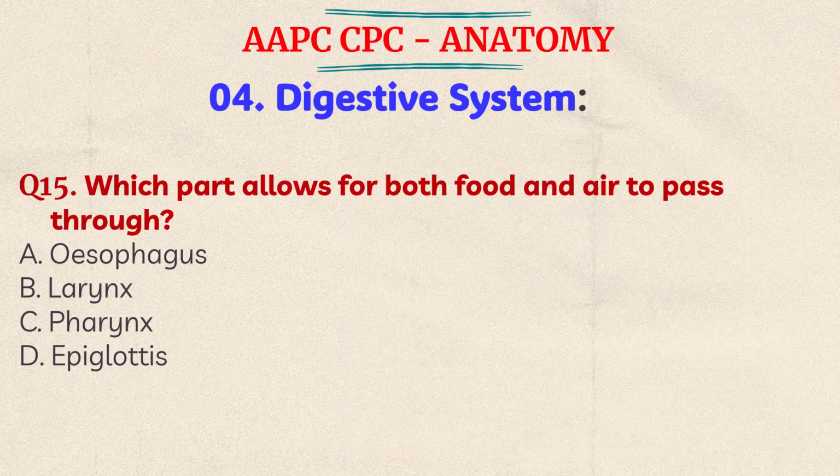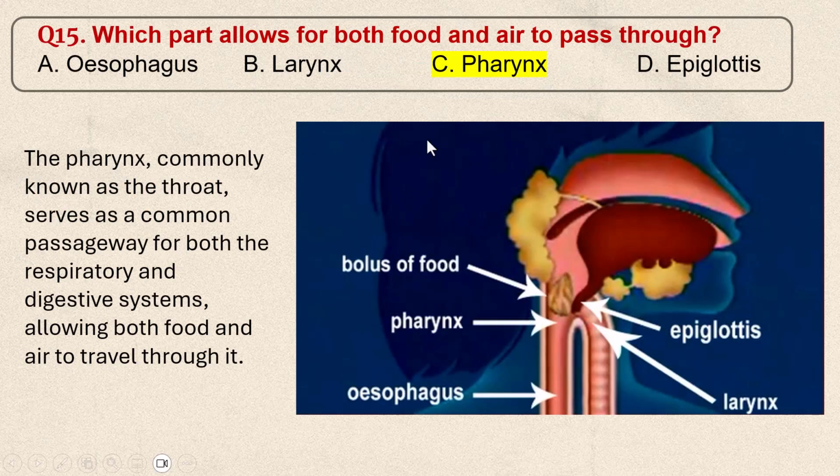Question number 15. Which part allows for both food and air to pass through? A. Esophagus. B. Larynx. C. Pharynx. D. Epiglottis. Think the answer. The correct answer is C.